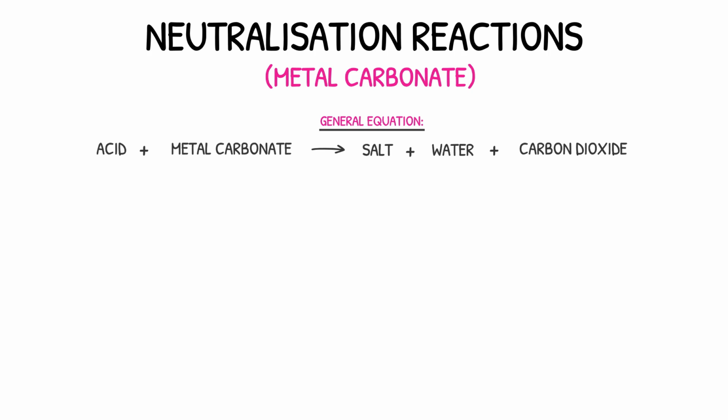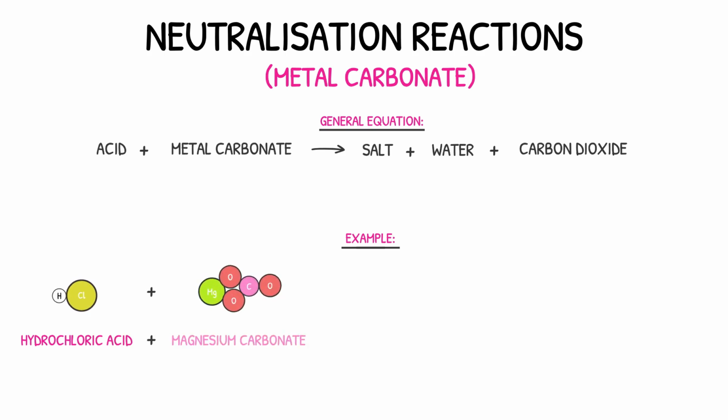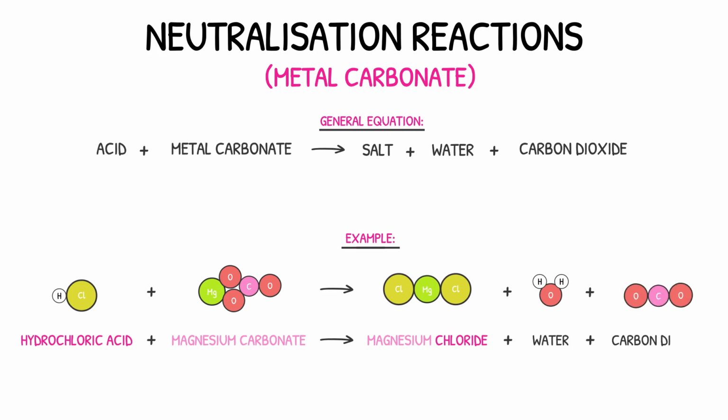The neutralisation reaction between an acid and a metal carbonate yields slightly different products. This time, the products of the reaction are a salt, water, and carbon dioxide. The general equation for this reaction can be written like this, where the acid and the metal carbonate are the reactants, and the salt, water, and carbon dioxide are the products. For example, the neutralisation reaction between hydrochloric acid and magnesium carbonate forms magnesium chloride, water, and carbon dioxide.